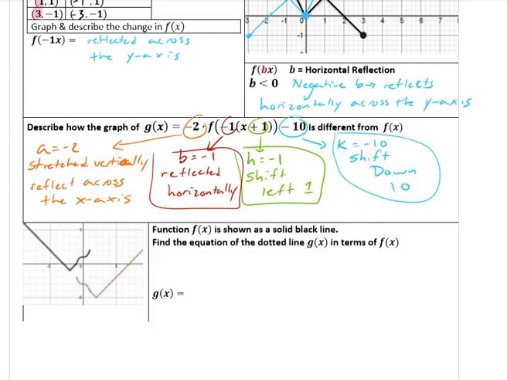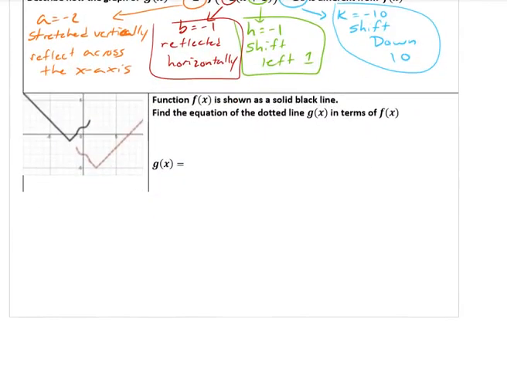And the last one says the function f of x is shown as a solid black line. Find the equation of the dotted line g of x in terms of f of x. Which means we need to find out how to make this dotted line into the black line, or the black line into the dotted line. So by looking at it, I know that they're very similar and it doesn't stretch at all. And I can look at these pieces here. I know that if I went down 4, it's on the opposite side of the y-axis, meaning all I need from here would have been to reflect it.